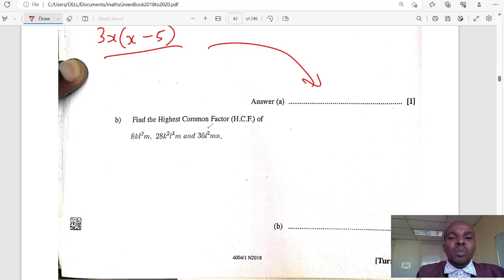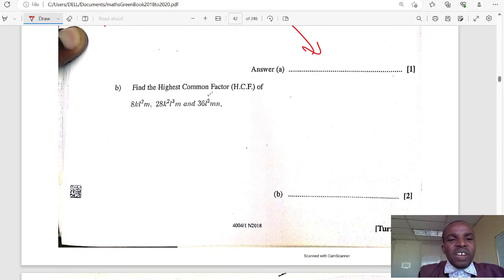Next, find the highest common factor of these items. Right? We have 8kl squared m. So for highest common factor, you check first on the numbers. 8, 28, and 36. It's 4. That's 4. Right? The letters, you take the smaller one. Like L squared and L. Smaller is L, right? So that's what you take on letters. The smaller one. But if it was the lowest common multiple, you're going to take the bigger or the larger one. Right? Then you say, on the letters, we have K. We don't have K on 36L squared M. So K is not a factor.